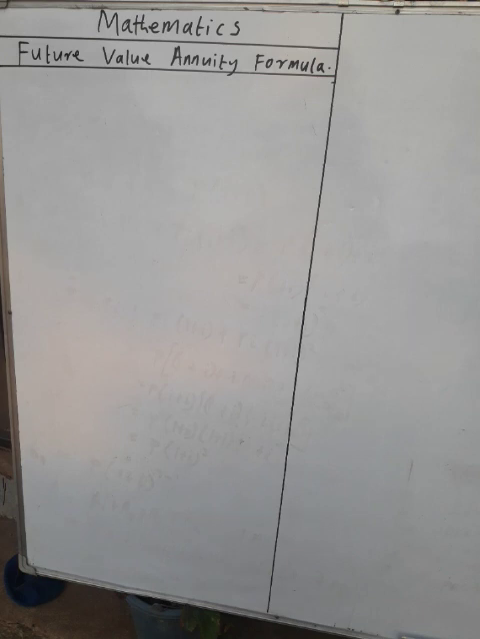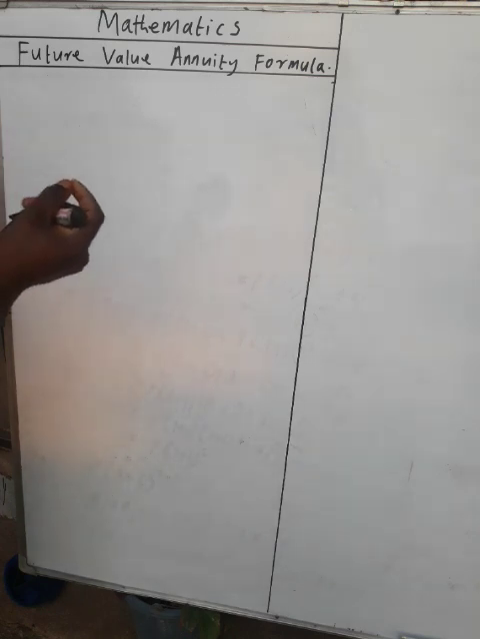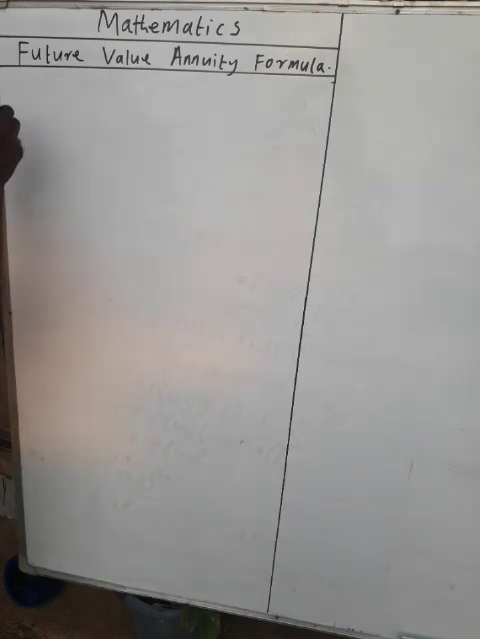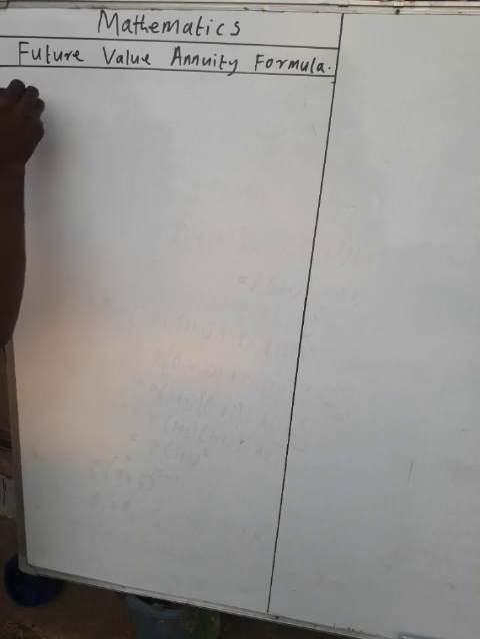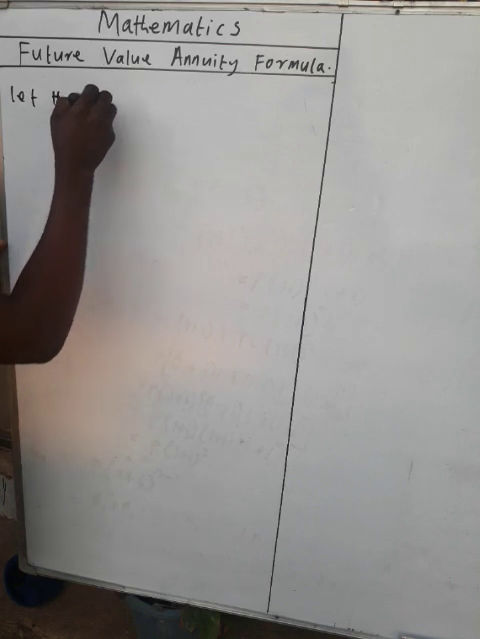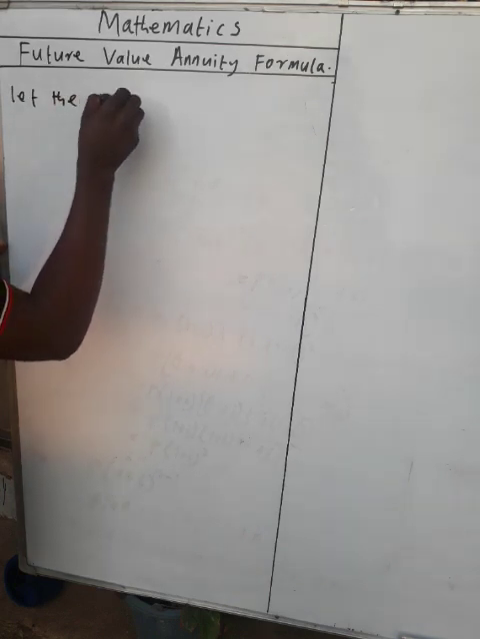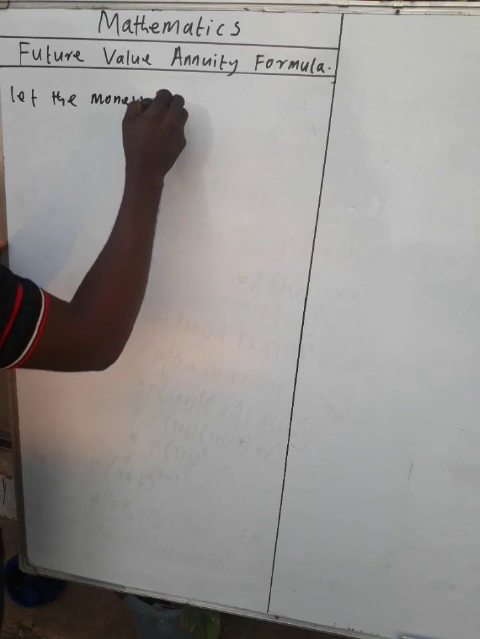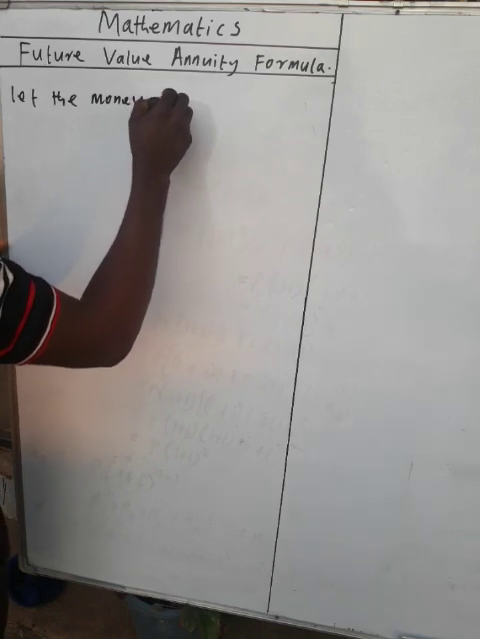So, I will show you the formula that can help you to calculate the amount of money you are going to make after investing money per month or per year. Okay, let's start by letting the money you are investing per month be represented with P.